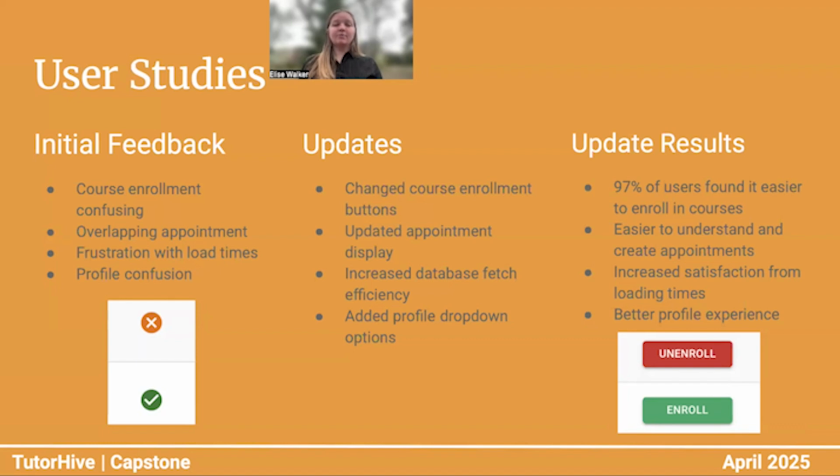The updates that we made were changing the course enrollment buttons, and we can see at the bottom of the slides the update from the left to the right. And we also updated the appointment display to try and make overlapping appointments display a little bit better. We also increased the database fetch efficiency and added profile drop-down buttons so that users could have a drop-down that allowed them to log out, which was a little bit more intuitive since that is the default schema in most websites.